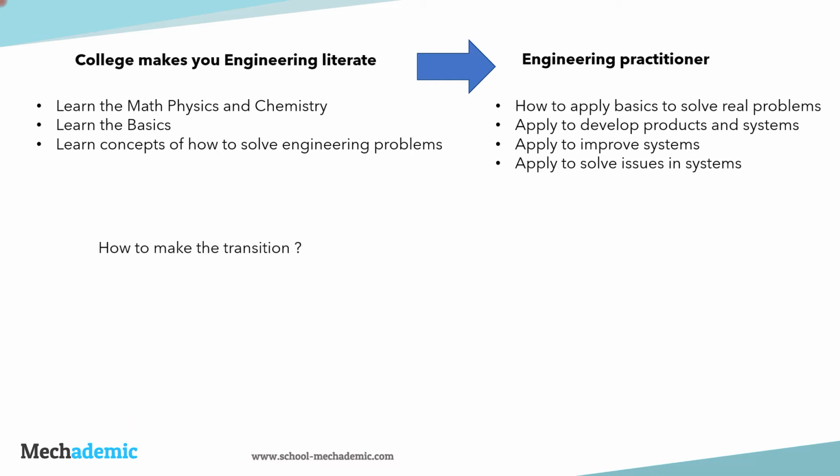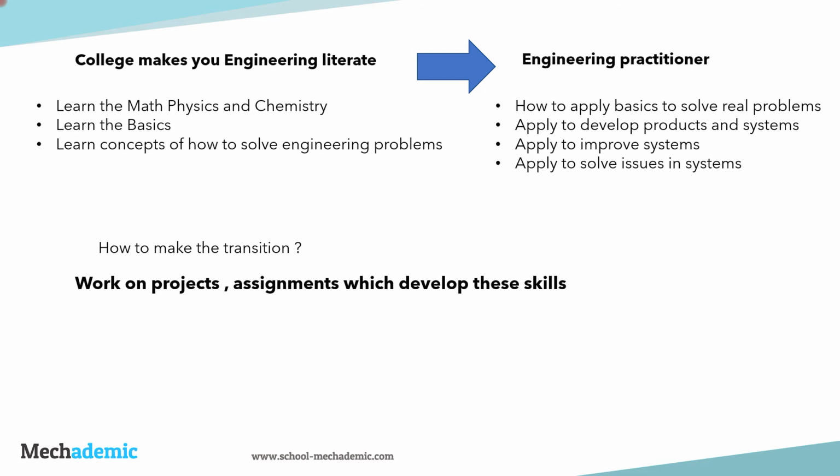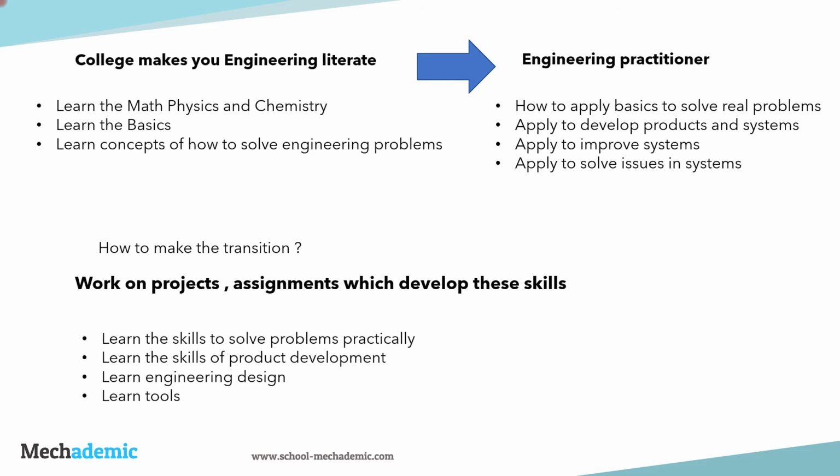So how to make this transition from being an engineering literate to being an engineering practitioner? We need to work on projects, assignments to develop these skills. These skills cannot be developed in a classroom or through a textbook. We need to actually work on projects, work on solving real problems, and these skills and knowledge get developed through that. So these include learning the skills to solve the problems practically, learning the skills of product development.